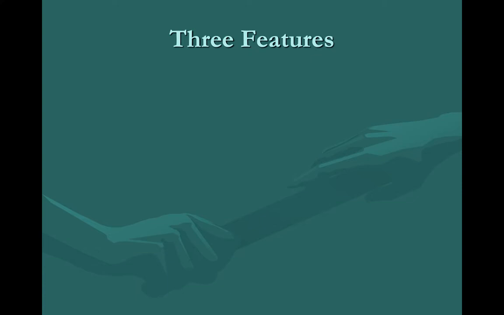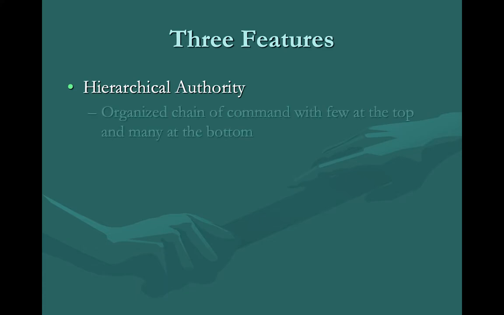In order to be classified as a bureaucracy, a system of organization must show three basic features. The first feature is what we call hierarchical authority. In essence, this is just an organized chain of command, as we saw with the pyramid. Under this system, there are a few or one individual at the top, and as you progress down the levels of the pyramid, the number of people on each level increases to where most of your workers are at the bottom.